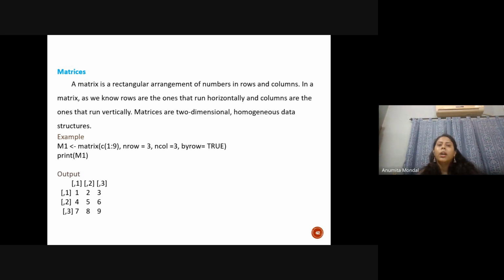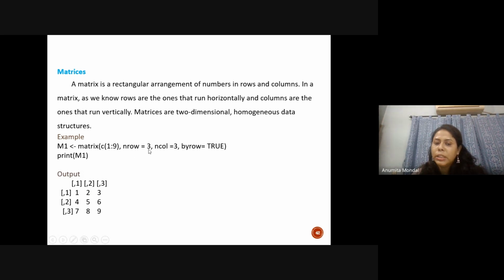Then matrix. If we want to enter a matrix in R, first we have to write which values we want to show there. Like in this case, I have taken the values 1 to 9, and then you have to define the number of rows and the number of columns. And then byrow is TRUE.